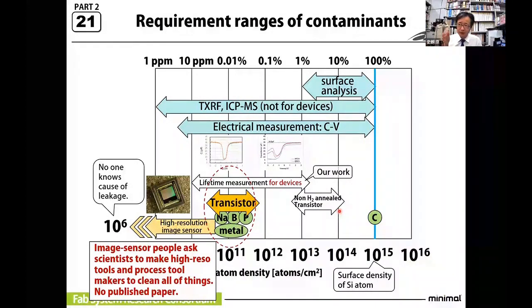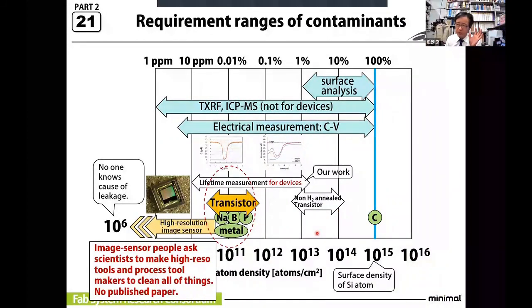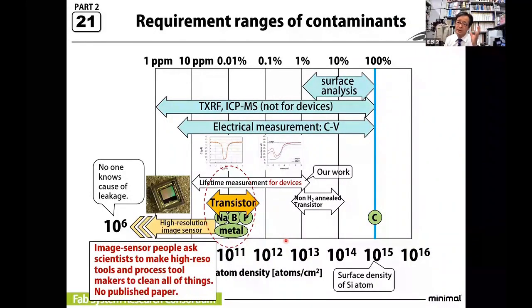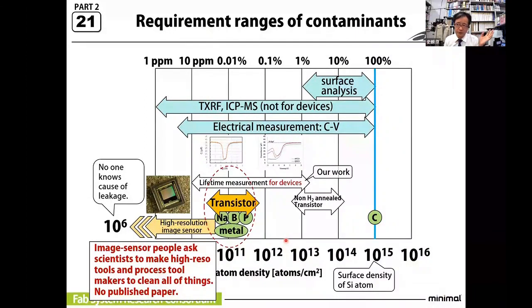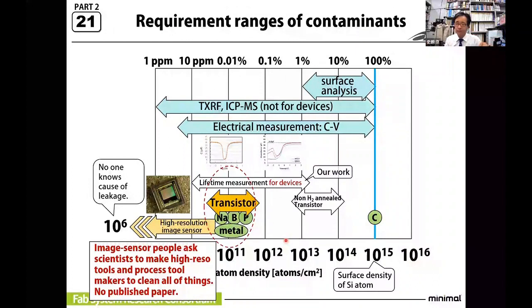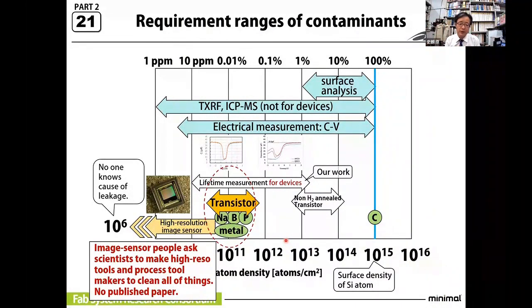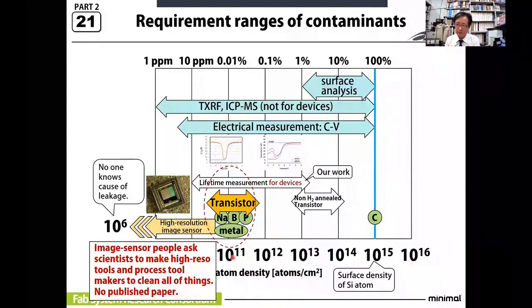And this is visible. So they want to clean everything, but they don't know the relation between the unknown item and the electric characteristics of the image sensor. The people don't know that. So there are no published papers. Anyway, sensor 10 to the 6th is the most advanced one. And for commercial, so-so image sensors need 10 to the 8th or 10 to the 9th level also. So this is anyway a special case. The mainstream of devices in the semiconductor industry needs 10 to the 11th as the basic number.